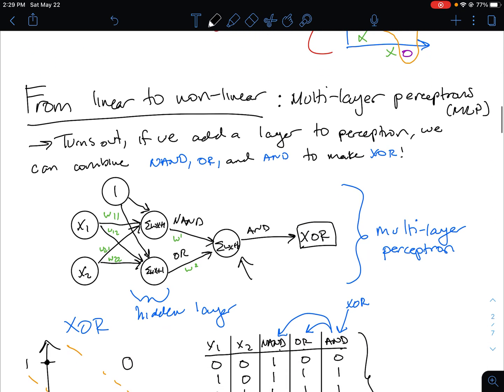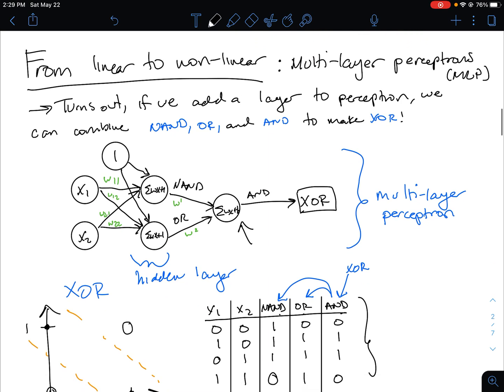Let's dive into it. Multi-layer perceptrons. That's kind of the term for what I was talking about when I say stack perceptrons. Turns out if you put them into multiple layers, you can actually start building very complex nonlinear models. And the most simple example of this is combining different linearly separable logic gates to make the exclusive OR logic gate. And if you look at this perceptron, we have now added an extra layer, which we call a hidden layer in neural networks. It's this layer in blue.